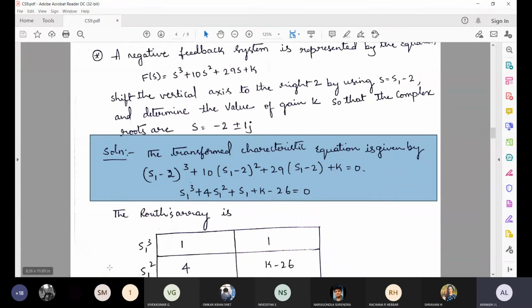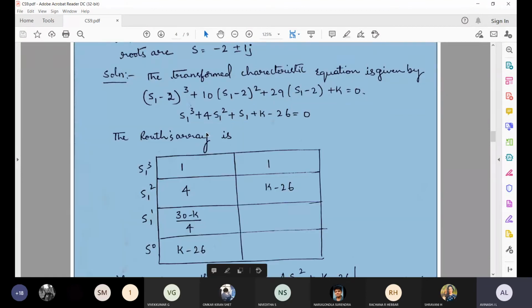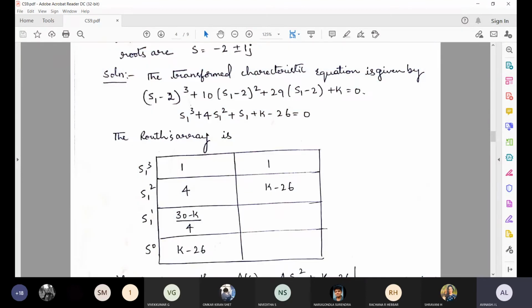Once you have taken that one, we will form the Routh array. When forming the Routh array, you can see the highest power is s cube, s1 cube now. The coefficient is 1. Skip 4, you will go for s1, and the s1 coefficient is 1. So the first row is 1, 1.